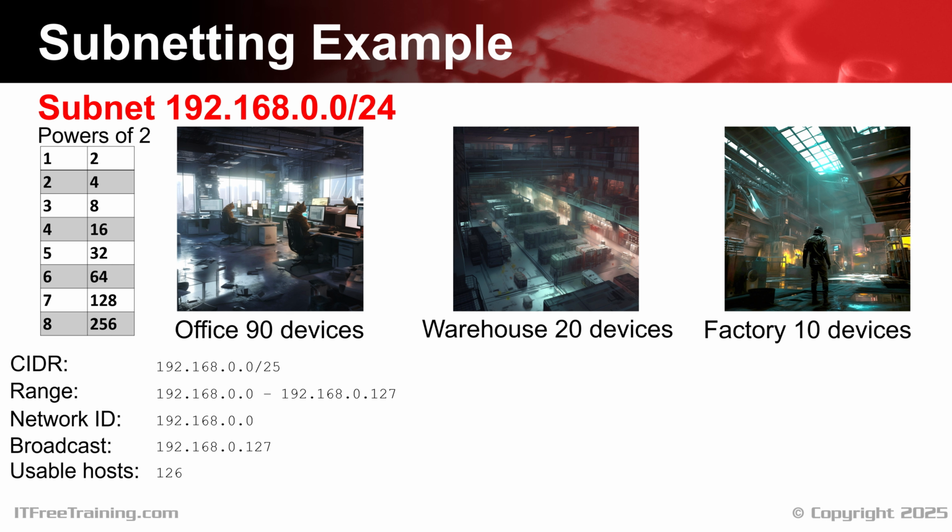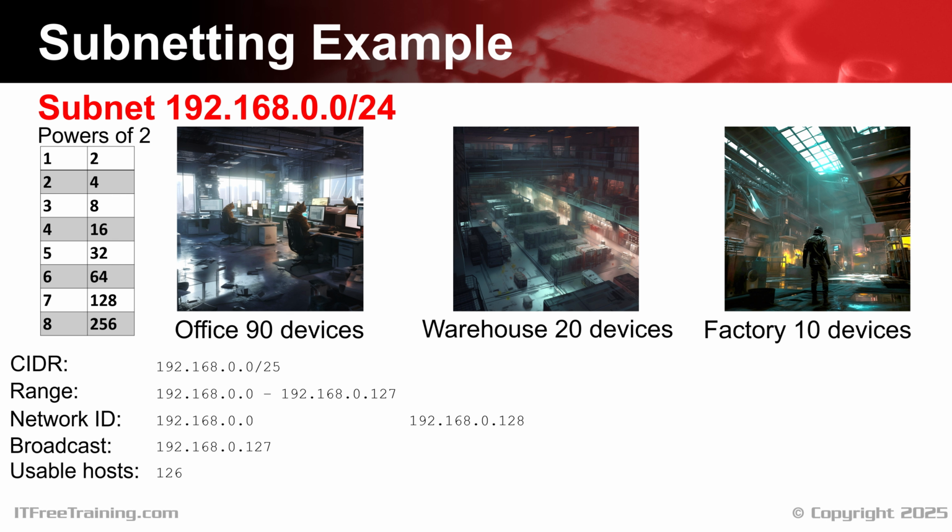I will now move to the warehouse network. The network ID for the warehouse will be the first IP address of its subnet. This is determined by taking the next available IP address after the last IP address of the office network. The last IP address of the office network is 192.168.0.127. To calculate the network ID for the warehouse, we simply add 1 to the last IP address of the office network, resulting in a network ID of 192.168.0.128. The next step is to work out the last IP address on the network. To do that, we need to work out how many bits we will need. So once again, I will go to my powers of 2 table.